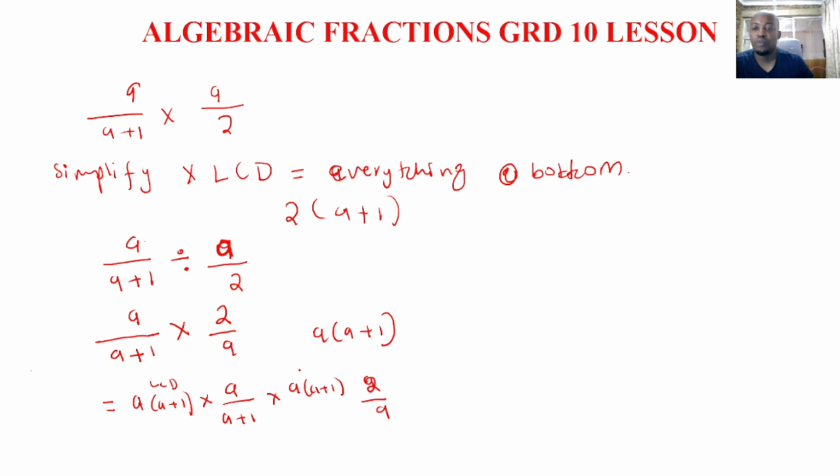So we know what to do when there's multiplication. We know what to do when there's a division sign. Let's say now there's a plus sign or a minus sign. You don't multiply by the LCD, but you divide by the LCD, the lowest common denominator. Let's say the same example, a plus 1 plus a over 2. What is the lowest common denominator? Everything that is at the bottom.